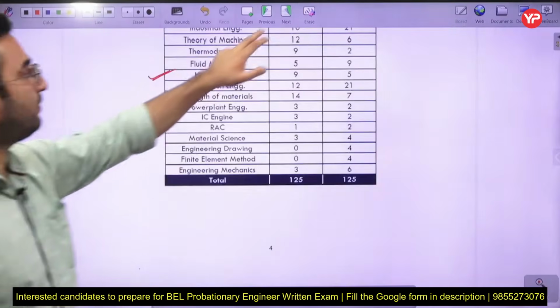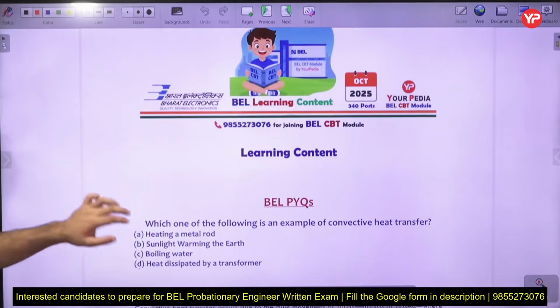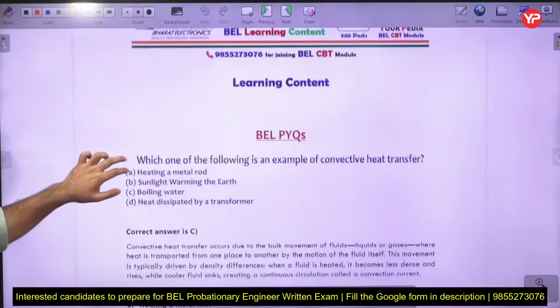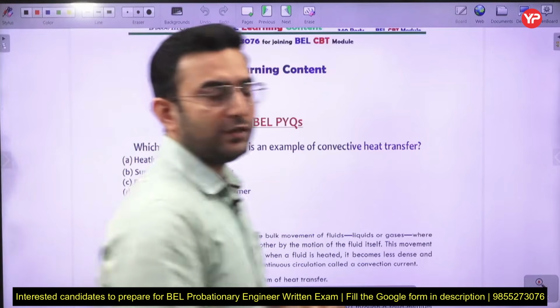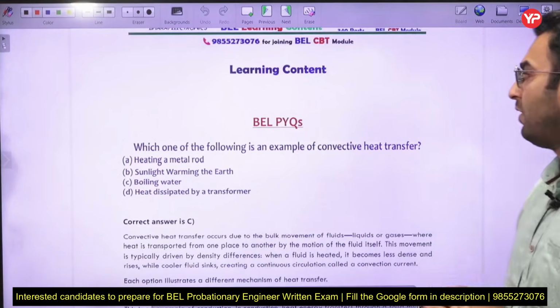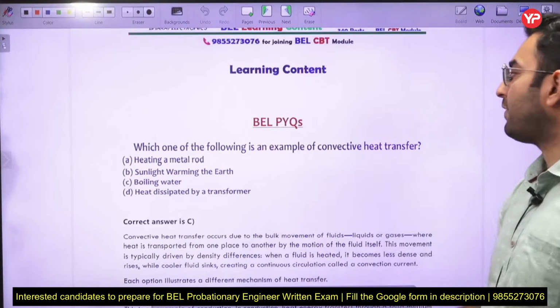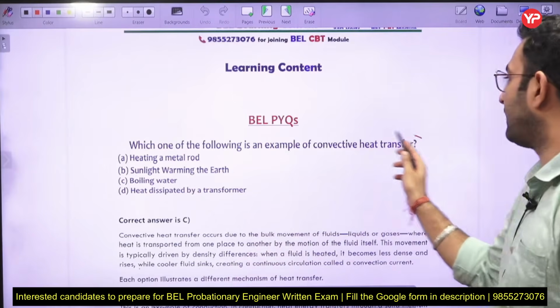Now let us start with the questions. First of all, this is a very simple question which has been asked from this subject. What is the question? Which one of the following is an example of convective heat transfer coefficient? Convective heat transfer they have asked.